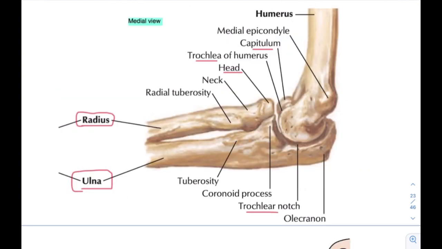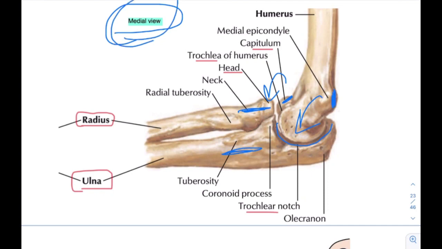Okay, so this is a medial view of the arm. This is the radius, and this is the ulna. This is the trochlear notch, which articulates with the trochlea, and this is the capitulum, which articulates with the head of the radius. And this is the medial epicondyle. That's how you know this is a medial view. And this is the radius, and this is the ulna.